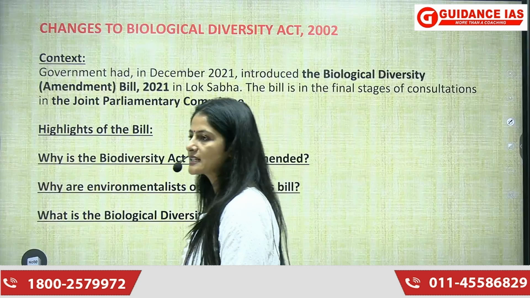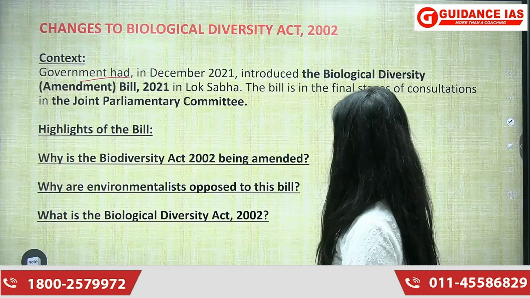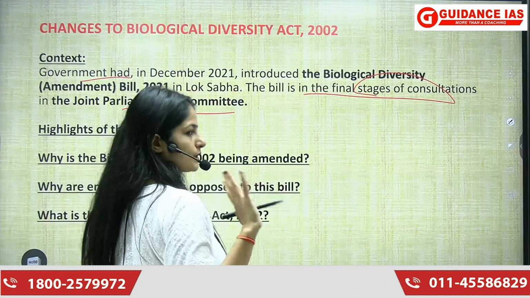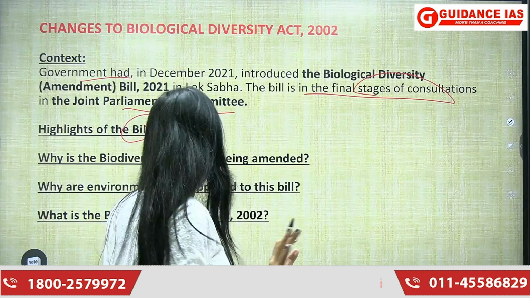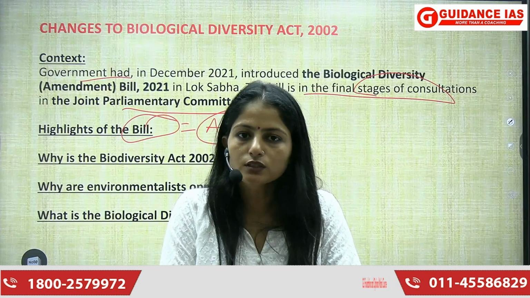All right, now let us look at the present context and what were the amendments related to it. So the government had in December 2021 introduced the Biological Diversity Bill 2021 in Lok Sabha. The bill is in the final stages of consultation in the Joint Parliamentary Committee. What are the highlights of the bill? Actually, there are just 2-3 points जो यहाँ पर बहुत important है और expected भी है कि वहीं से question आ सकता है. So जो Ayush doctors हैं, actually they appealed for this. They said कि we are facing a lot of problems while we do our research on wild plant species.